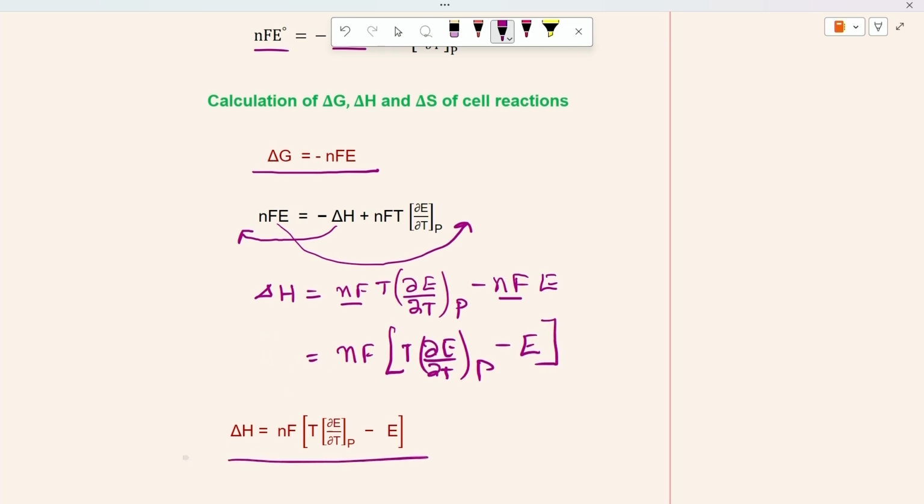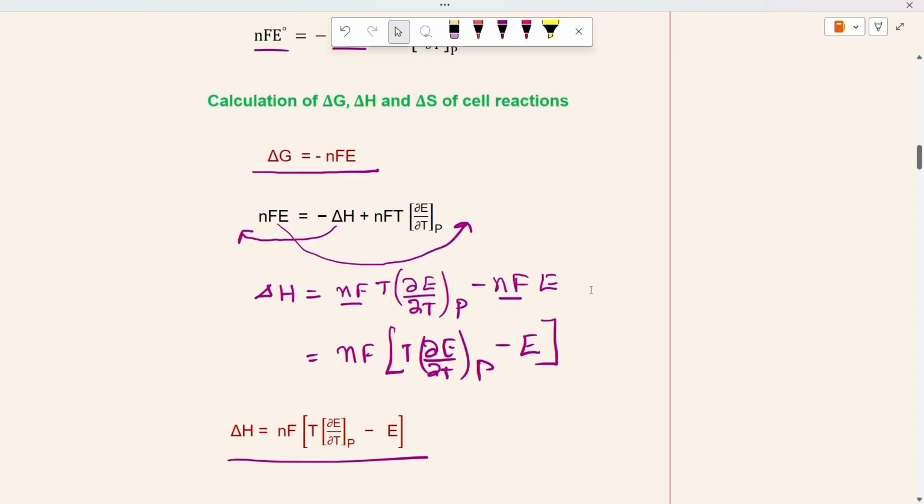Delta H is equal to nF into T into the temperature coefficient minus the EMF of the cell. You will have to memorize all these, because you require them for solving problems. Delta G is equal to minus nFE, and delta H is equal to nF into T into the temperature coefficient of EMF of the cell, that is ∂E/∂T at constant pressure, minus E.